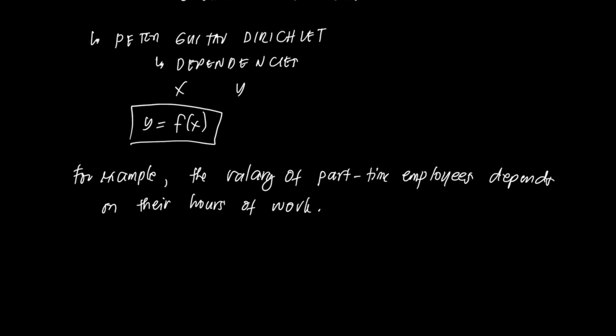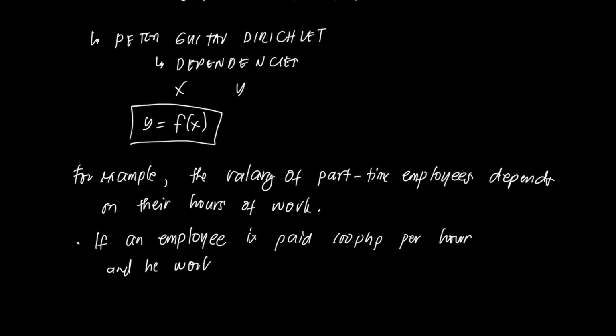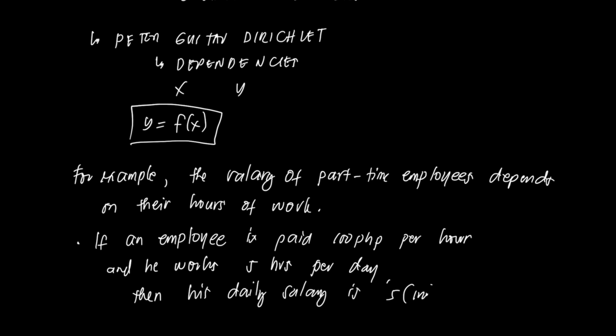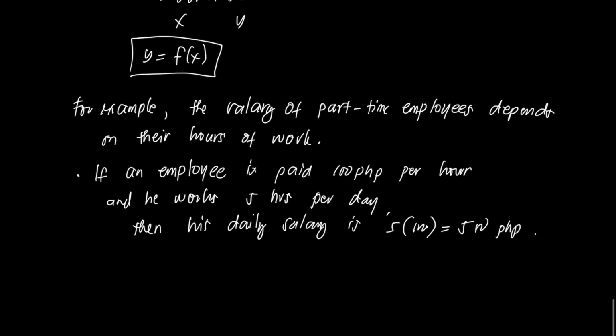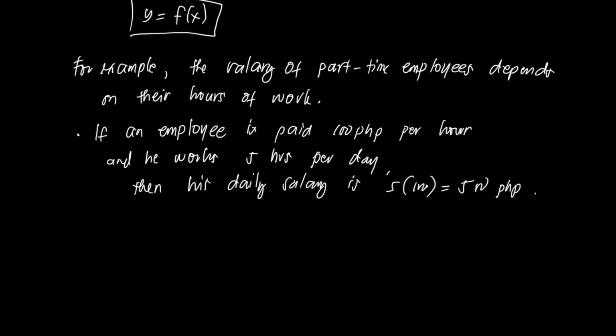For example, the salary of part-time employees depends on their hours of work. So if an employee is paid, say, 100 PHP per hour of work, and he works 5 hours per day, then his salary per day is 5 times 100, which is 500 PHP. Or you can write this as y is the salary and x is the hours of work.